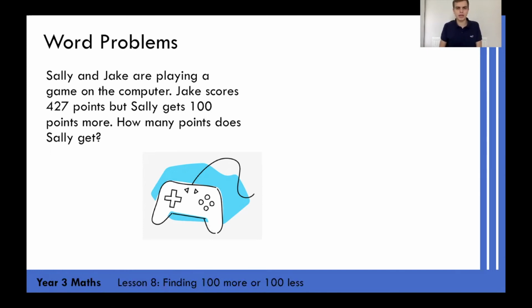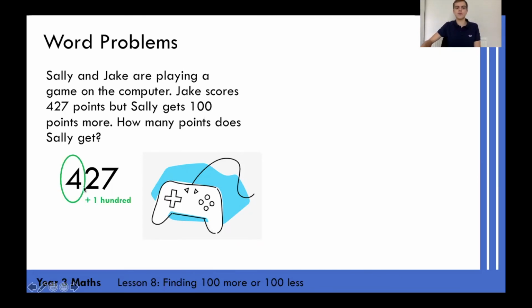So what do we need to do? Jake has got 427. Sally scores 100 more. How many does Sally get? So Jake scored 427. But we need to find what Sally got. So Sally got 100 more. So I need to find 100 more than 427. So what digit is in my hundreds column? The 4. Well done. Fantastic.